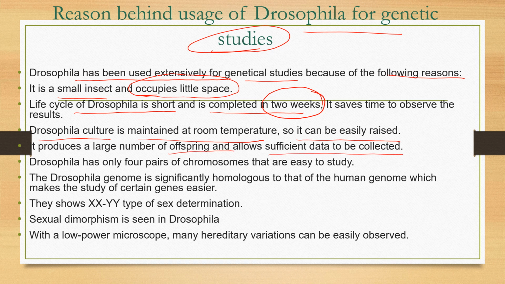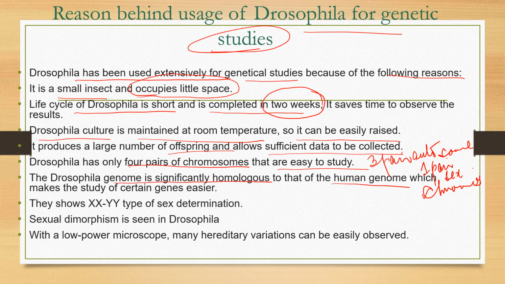Now, Drosophila has only 4 pairs of chromosomes that are easy to handle. So 4 pairs means it has 3 pairs of autosomes and 1 pair of sex chromosomes. Now, the Drosophila genome is significantly homologous to that of the human genome, which makes the study of certain genes much easier. As it is homologous to the human genome, it makes the study of most genes easier.